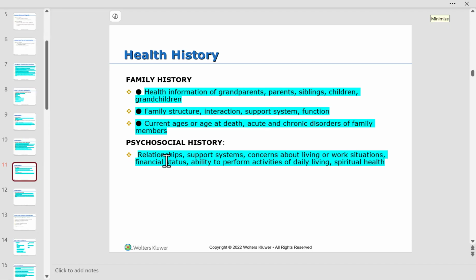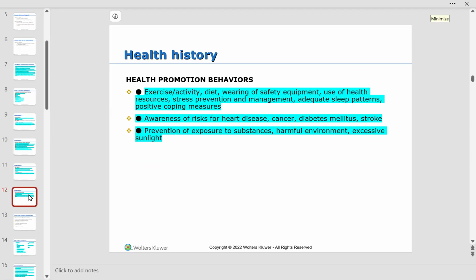Psychosocial history, like I said, relationships, support systems, any concerns about finances or spiritual concerns. All of this goes into a health history. And then do they exercise? So that's why their job is important. Do they sit most of the time? Do they move around? Do they belong to a gym? Do they get any kind of exercise?